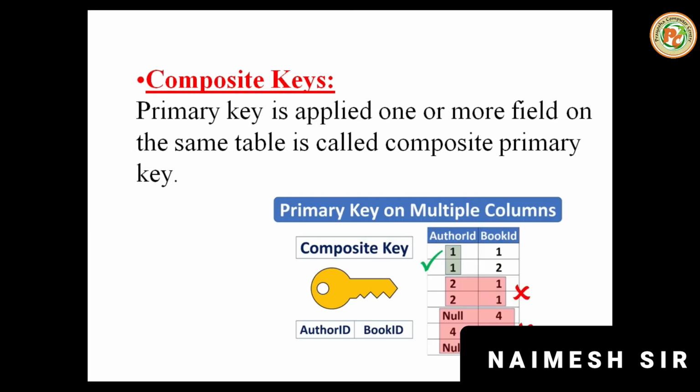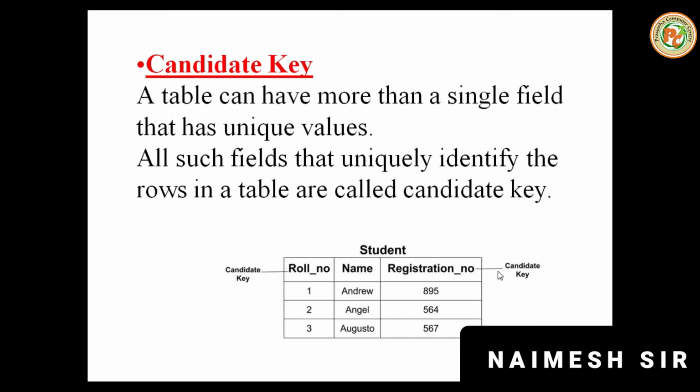A composite key means a primary key applied to more than one field on the same table. Here the author ID and book ID both we can apply. So author ID 1 is given and book ID becomes 2, so it is called a composite primary key on multiple columns. Here it is wrong because 2 is the same and 1 is the same, so it is not possible. Here a null value is entered, and as you know a primary key does not contain a null value. Here 1 is repeated, but at the time here it is 2, so this is correct.